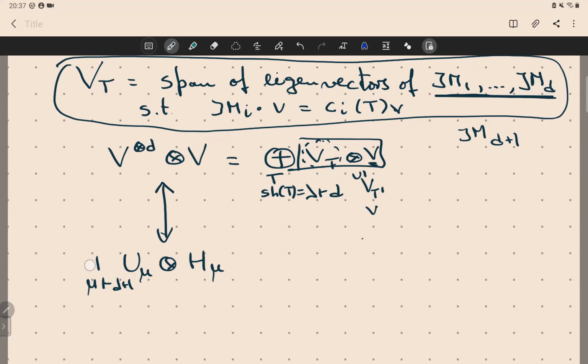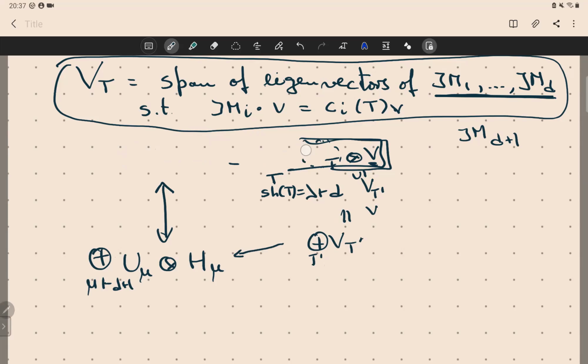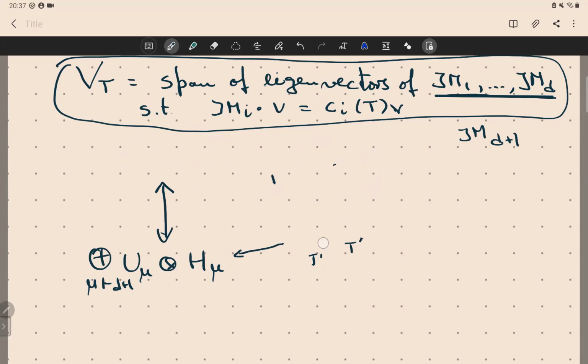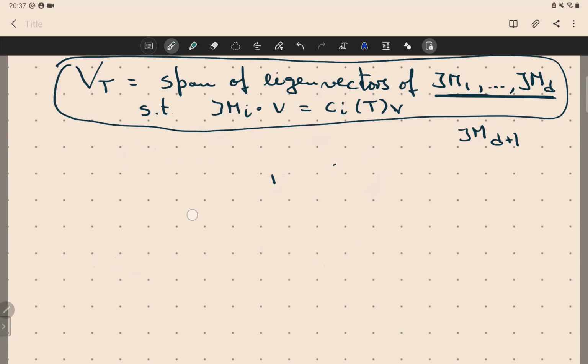Okay, yes. So I know that this chunk, with t fixed, will decompose as the direct sum of vt primes, with t prime having one extra box from t. So I know precisely where I'm ending up here. Oh, come on. Let me start this diagram again.